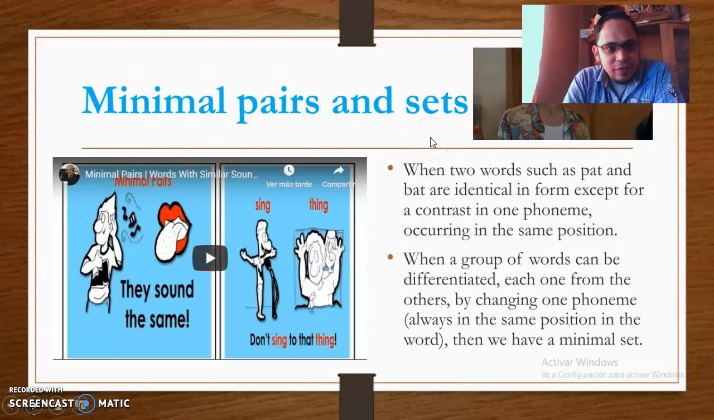Minimal pairs and sets. When two words such as pat and bat, so we have pat and we have bat, are identical in form except for a contrast in one phoneme occurring in the same position.